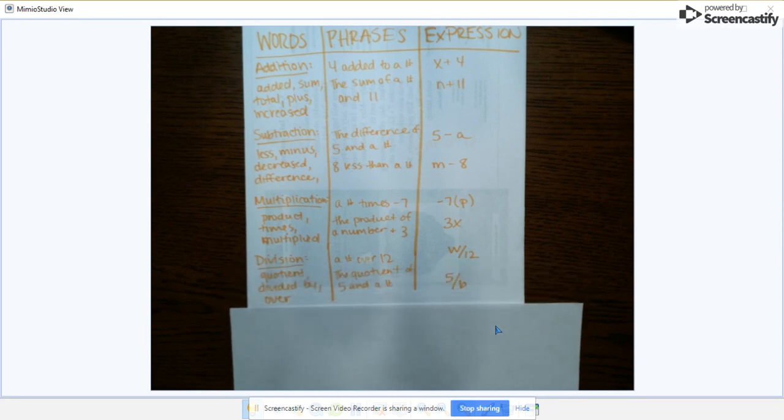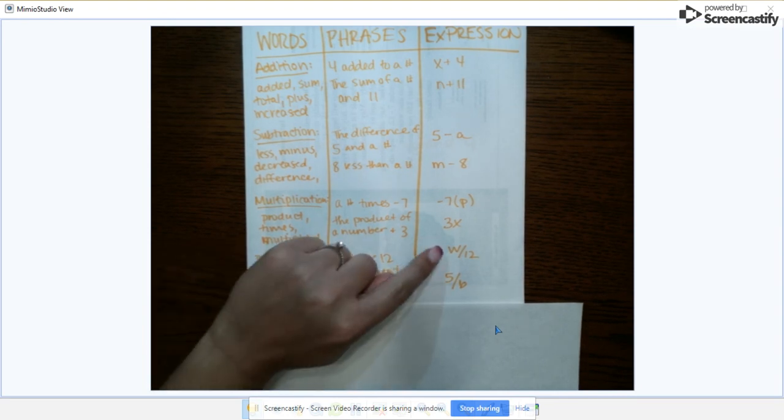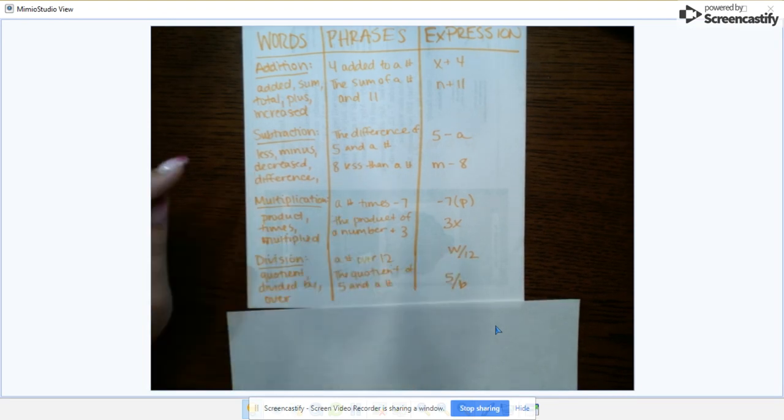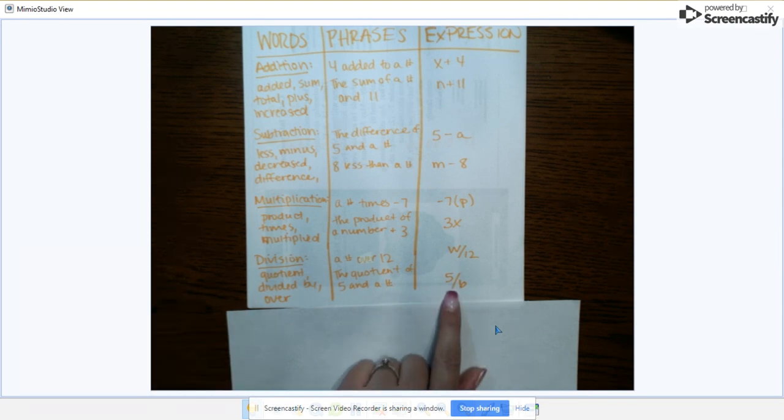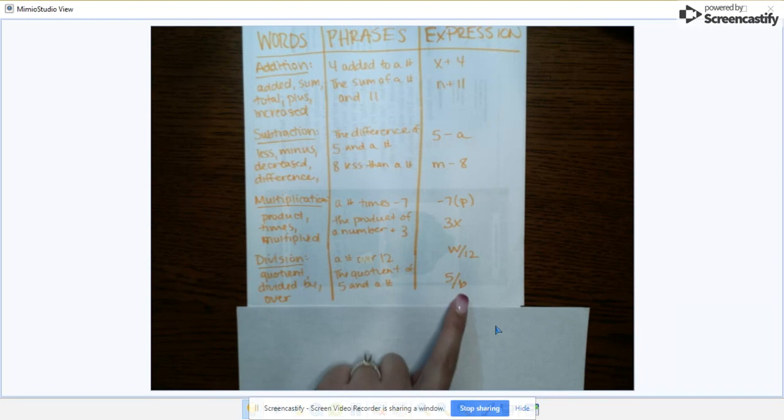So you could see the words quotient, divided by, over. Here I said a number over 12, so W over 12. And the quotient of 5 and a number, again, just like subtraction, the order matters in division as well. So quotient of 5 and a number, you put that 5 on top and then that b or that variable on the denominator.